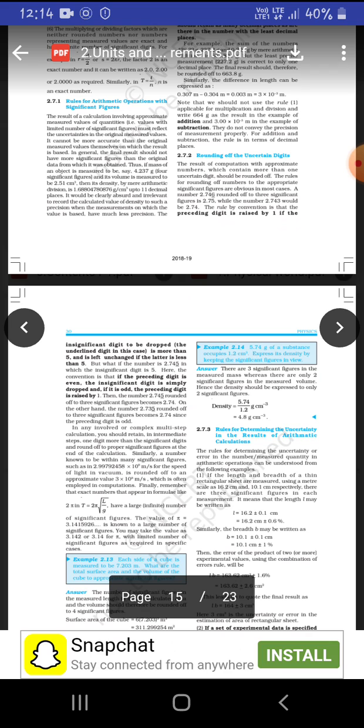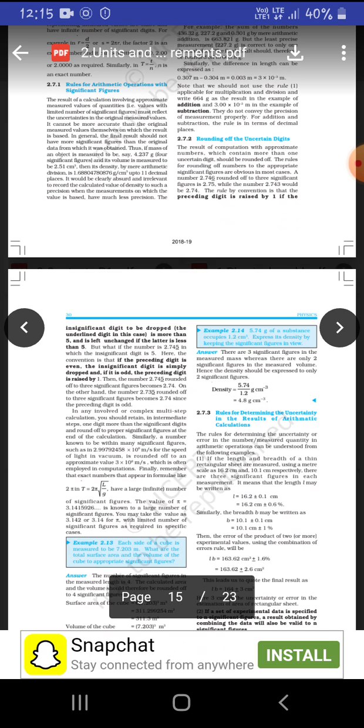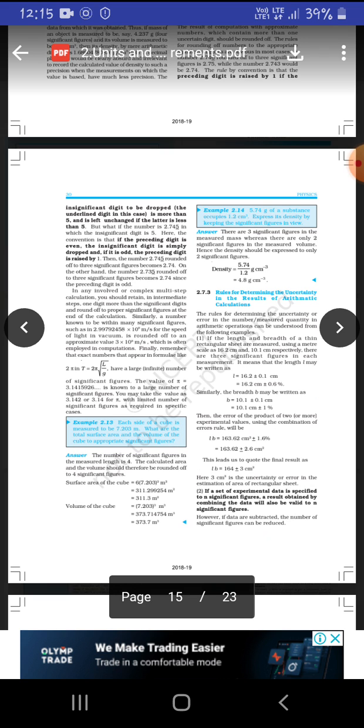So next is rounding the uncertain digit. Here, see 2746: rounding to three significant figures is 275, meaning we should round up, because 46 is nearer to 275. And 2743 is nearer to 274 only, not 275. So like that only we should predict it and take the nearer number. So 2.7435 is nearer to 274 only.